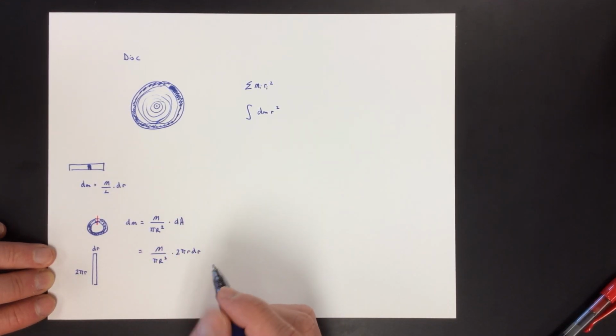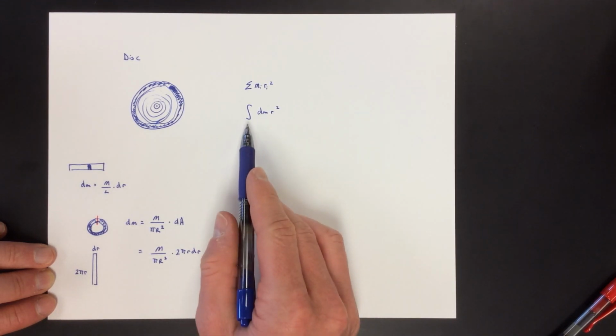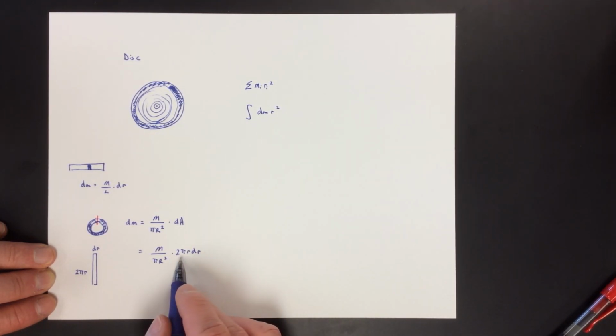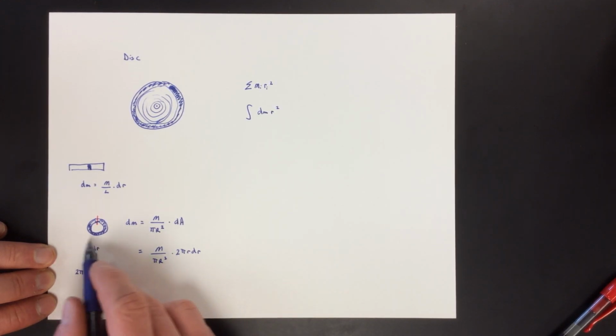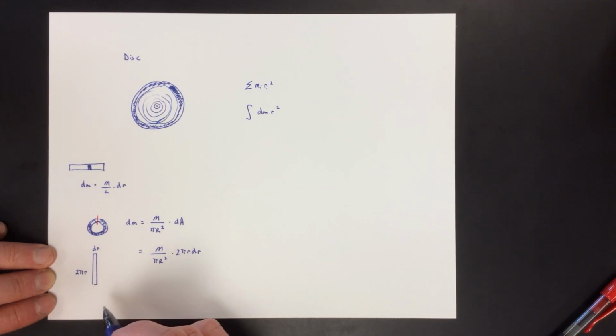And hopefully at this point in your physics career, you've certainly talked about integrals, but you also talked about differentials. This literally is just the differential of A. A is pi r squared, dA is 2 pi r dr, and this is the geometric description of that.